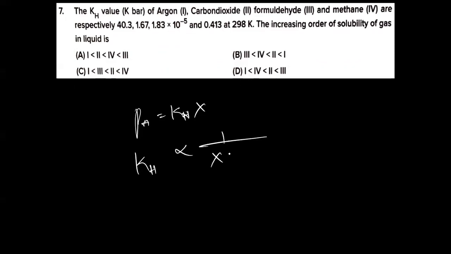Then 7. The KH value of argon, carbon dioxide, formaldehyde and methane are respectively 40.3, 1.67, 1.83 into 10 power minus 5 and 0.413 at 298 Kelvin. The increasing order of solubility of a gas in liquid is. So we know that p equals KH into X, that is mole fraction. Then if you consider KH, it is inversely proportional to X, that is solubility.